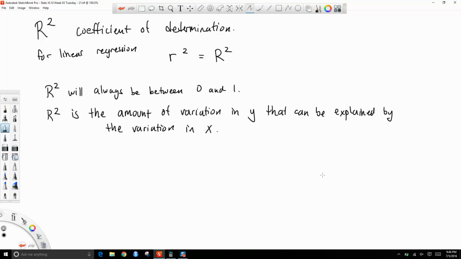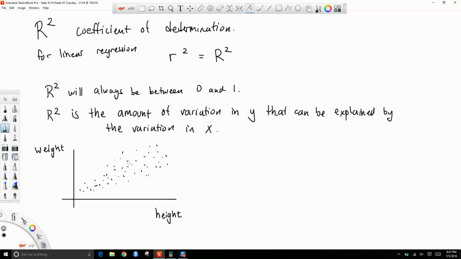Okay, so what does that mean? Well, maybe we want to look at the relationship between someone's height and someone's weight. Okay, and we create some kind of scatter plot, and we calculate the correlation. Maybe we get R is equal to 0.6. Okay, I'm just making this up. Okay, so what is R squared? R squared would be 0.6 squared, and that would be 0.36.